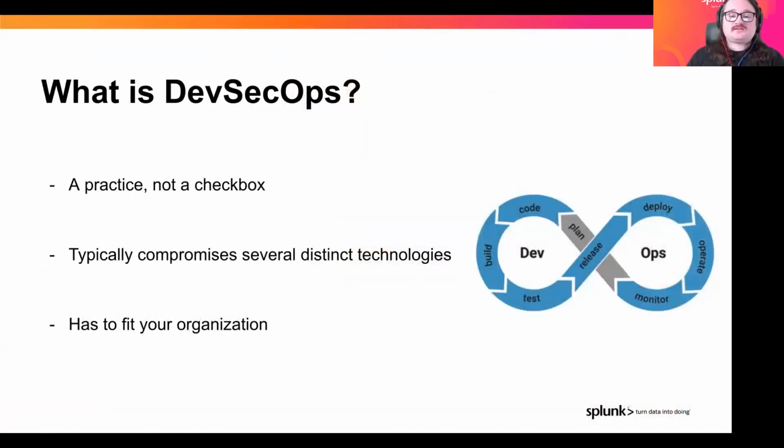So what is DevSecOps? It's important to clarify that DevSecOps is a practice. It's a series of behaviors that an organization practices in order to achieve an outcome. There's no single vendor DevSecOps solution. It typically comprises several distinct technologies across multiple phases of the DevSecOps lifecycle.